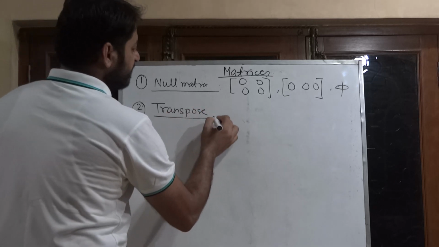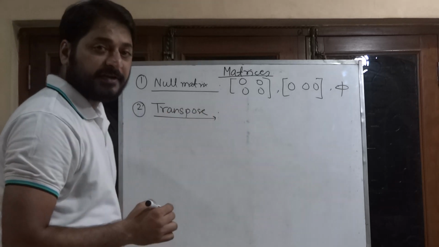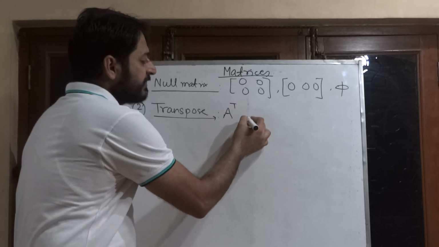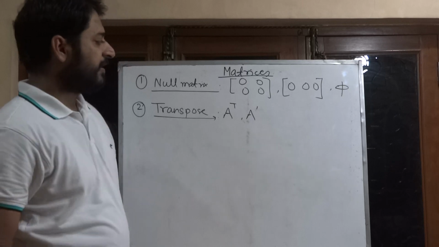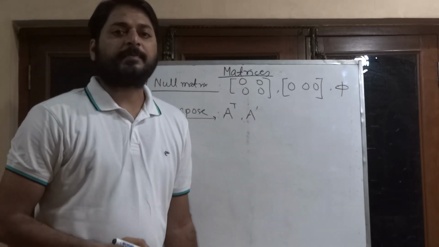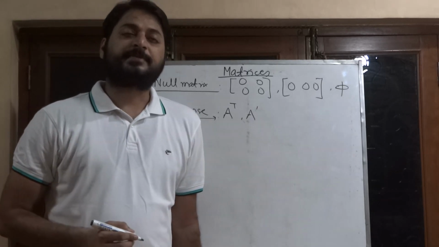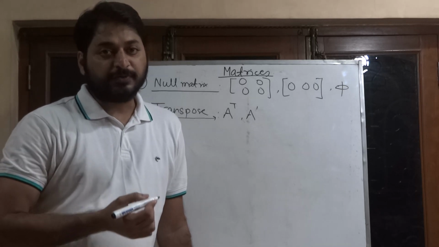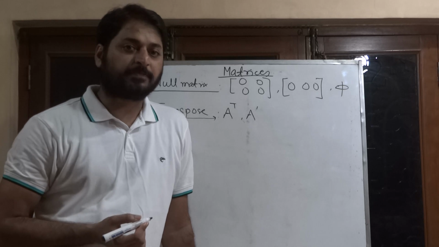Secondly, the matrix concept which I want to make you aware of is the transpose of the matrix. The transpose of the matrix is generally represented by A T, sometimes A dash. What is the transpose of the matrix? The transpose of the matrix is obtained when the rows and the columns are interchanged. The newly generated matrix is known as the transpose of the matrix.